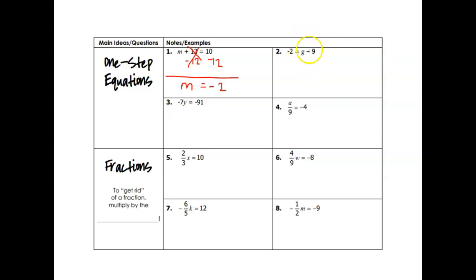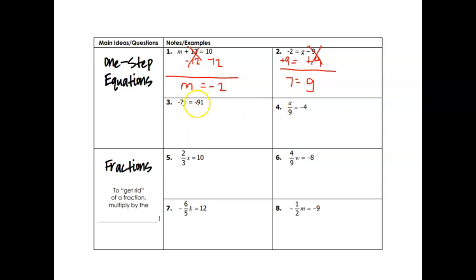Over here, I need to solve for g. I see subtraction, so that means I do the inverse operations. I add 9 to both sides. Again, I got to keep it balanced. Add 9 to both sides, and I end up with, on the right side, the 9s go away. So I just have g, and then on the left side, it equals 7. Okay?